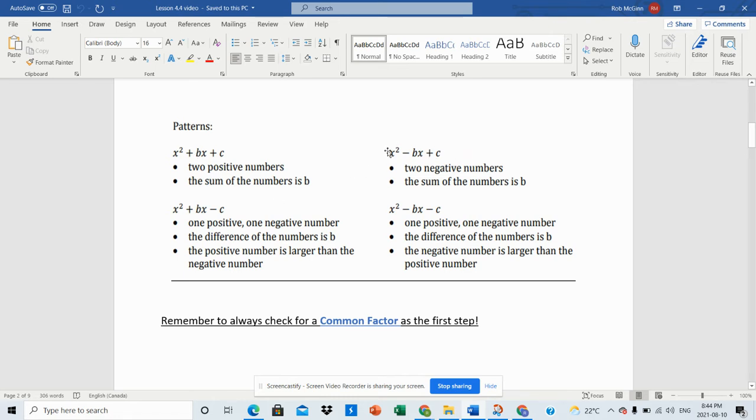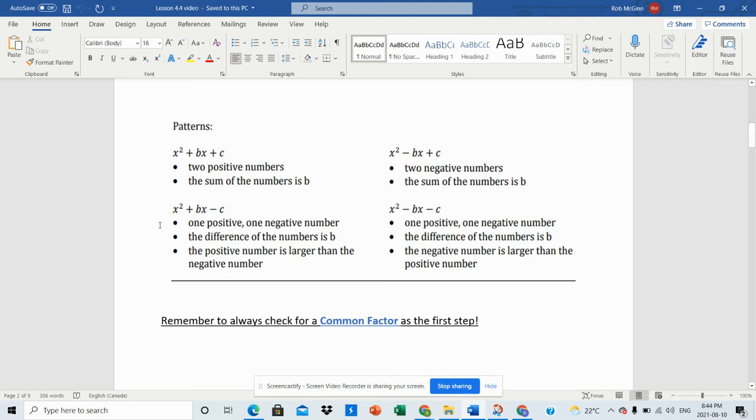If we get x squared minus bx plus c, so c is positive but b is negative, this tells us we have two negative numbers. Two negative numbers, when multiplied together, become positive, so that's why c is positive. But when added together, they are still going to be negative, so that's why b is negative.